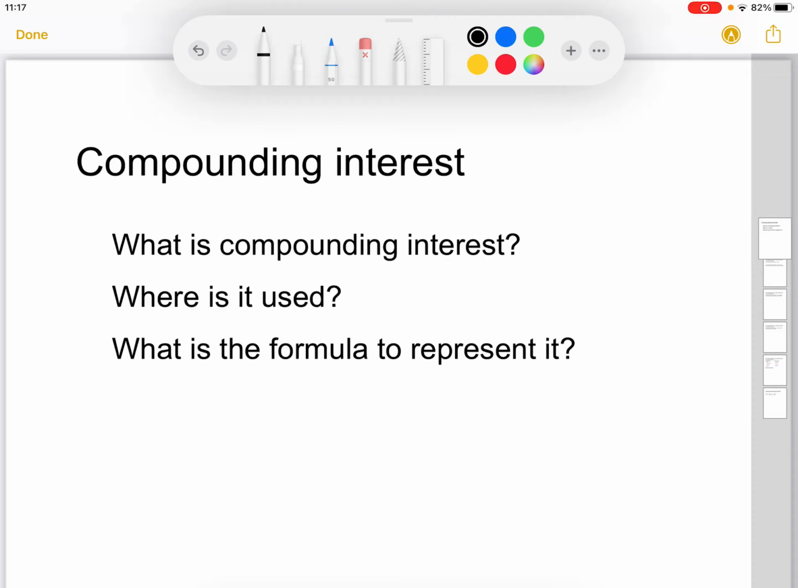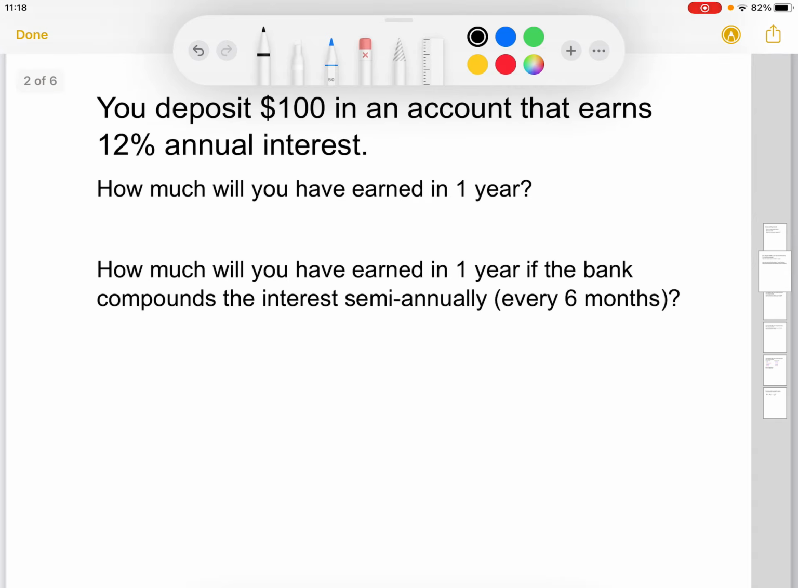In this video, we will be introducing the concept of compounding interest. Specifically, what is compounding interest, where is it used, and what is the formula that we can use to represent compounding interest. We're going to start with a simple question that's a review of what we worked on last time with exponential growth. So suppose we have this scenario.